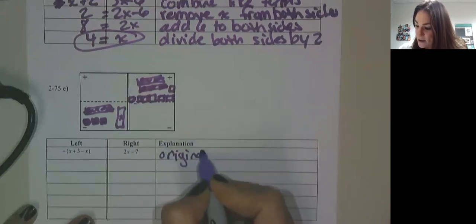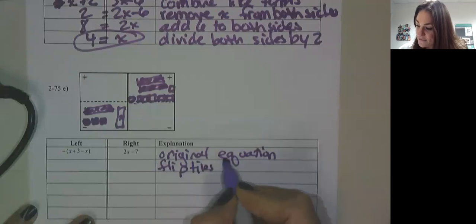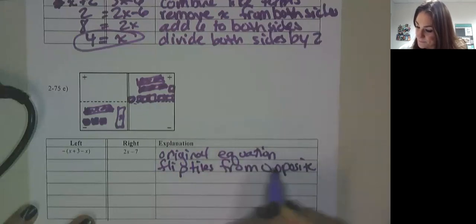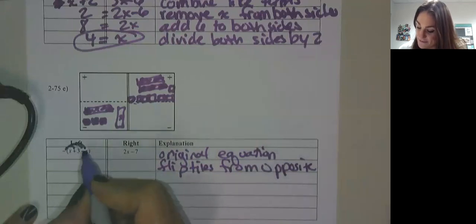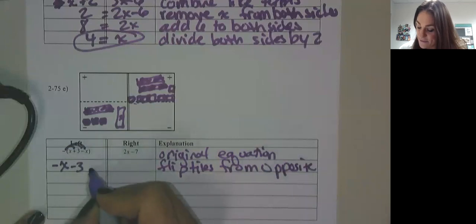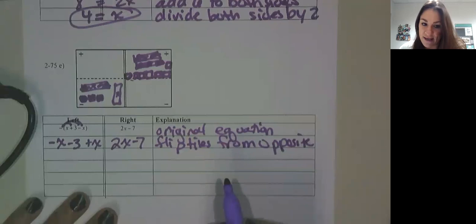So this is my original equation. The first thing I want to do is flip the tiles from opposite region. So everything on the left is going to get flipped. So that's going to become a negative x, a negative 3, and a positive x. Nothing happened to the right, so I'm going to rewrite that.